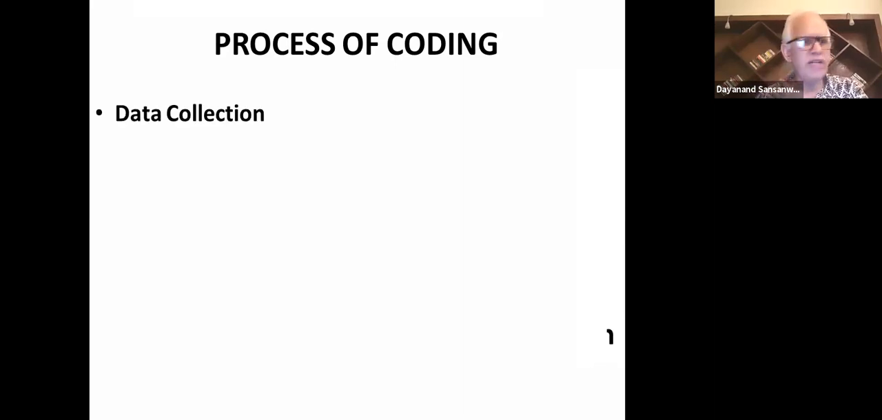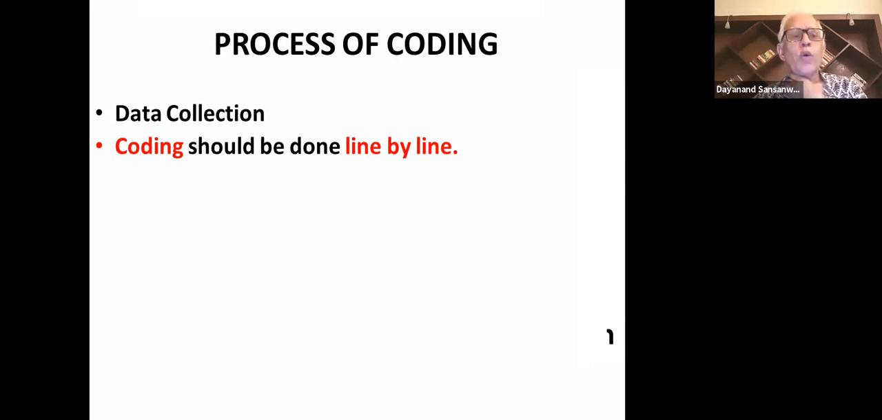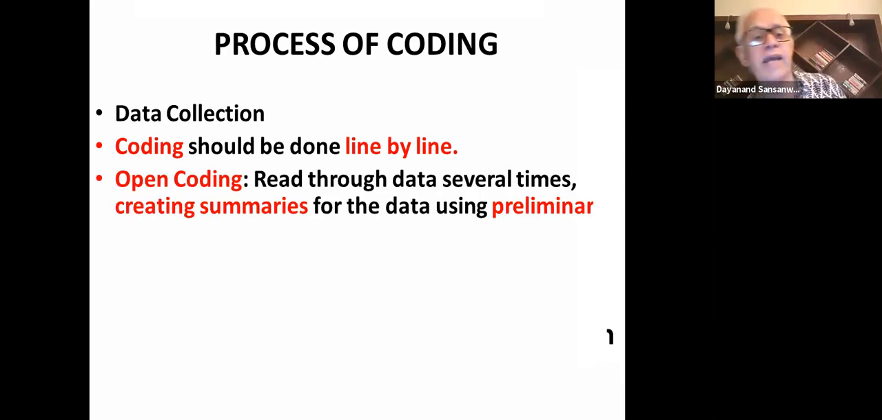Of course, you have the data. So coding has to be done line by line. You read one line and then try to code it, read another line, not word. I'm not saying word, I'm saying line. Because once you read a line, it gives you a meaning. So therefore you should code it. Okay? Then that is the meaning of coding.